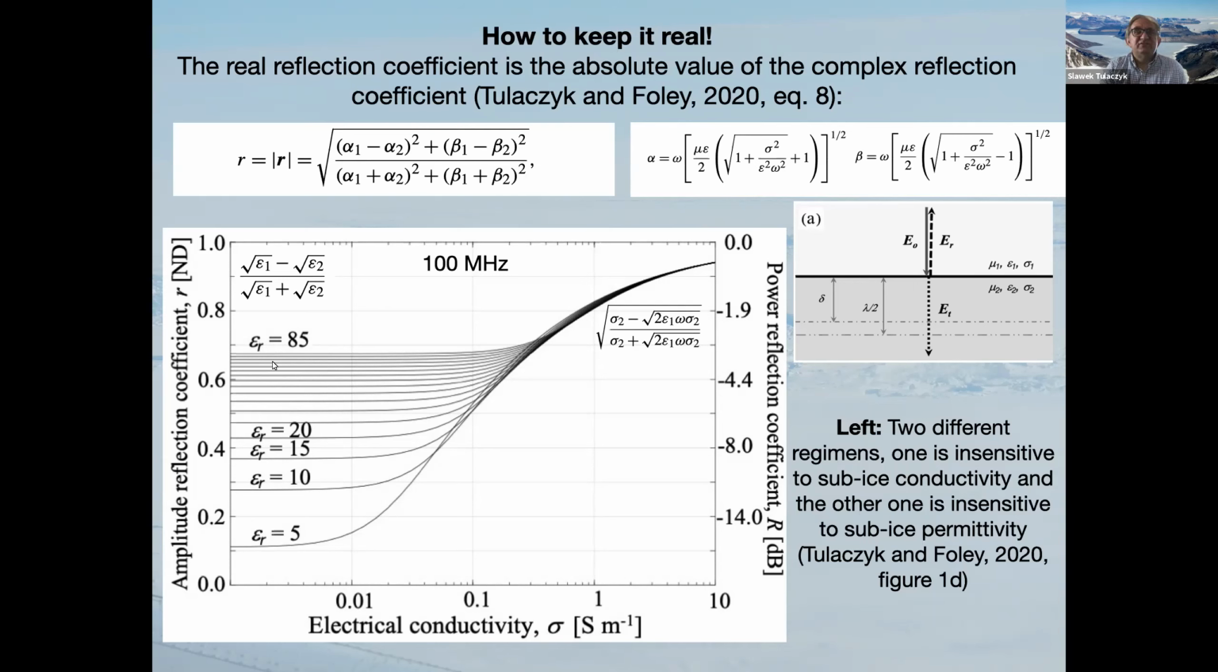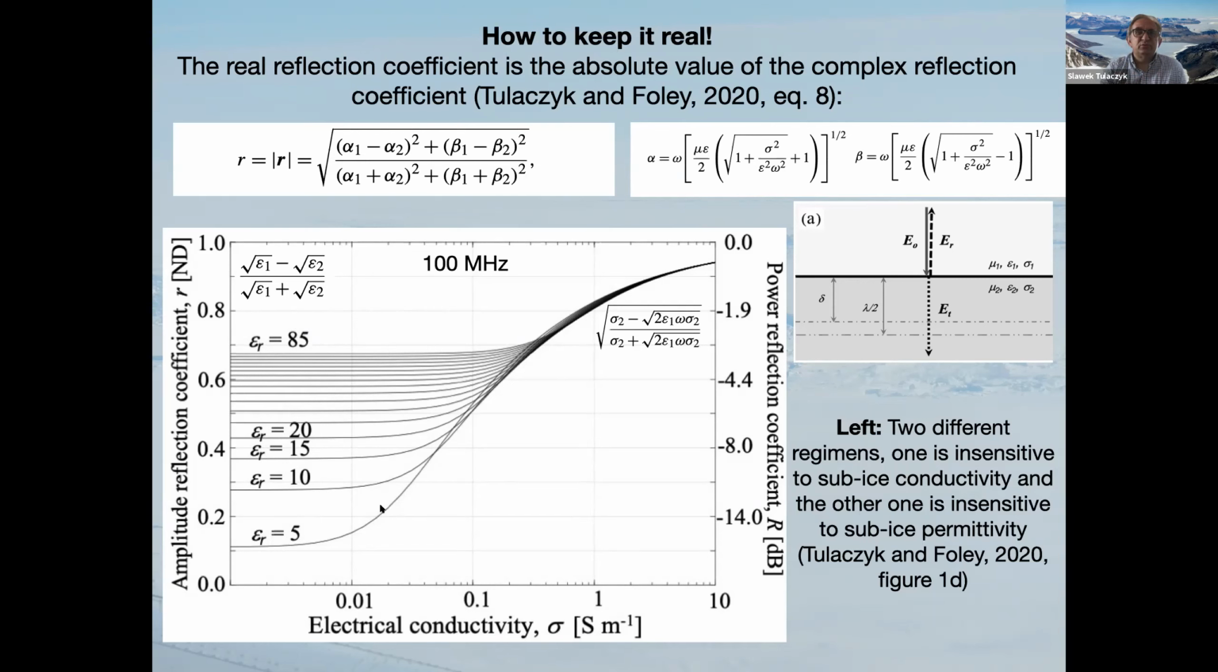So here it is, in this regime on the left-hand side, we're operating basically in the permittivity only. This is where it is justified to use the permittivity only formulation. All the lines are more or less horizontal, which means that there is no dependence of reflection coefficient on electrical conductivity. And this is for a given frequency of 100 megahertz.